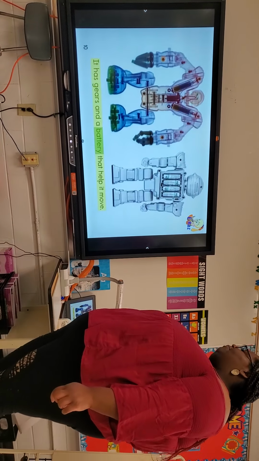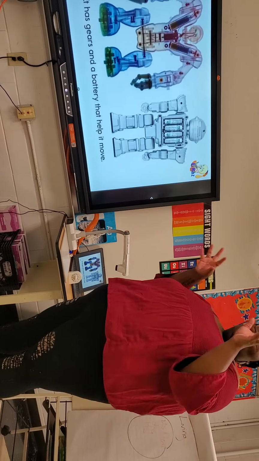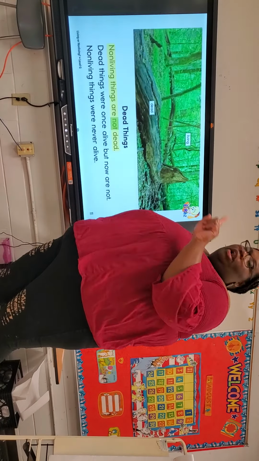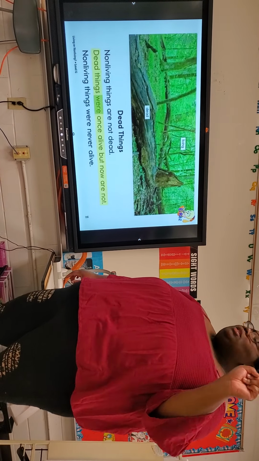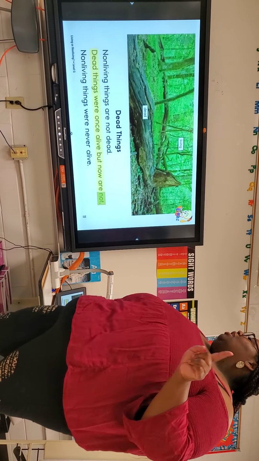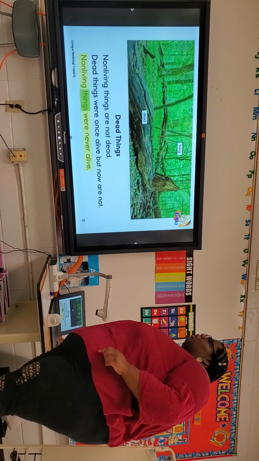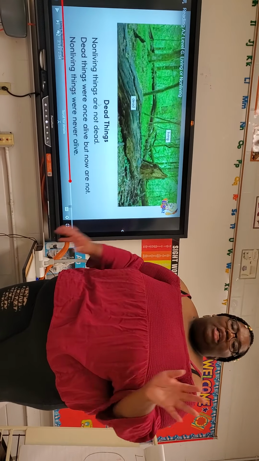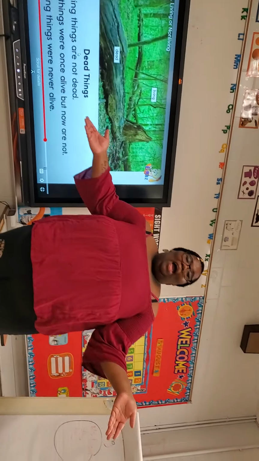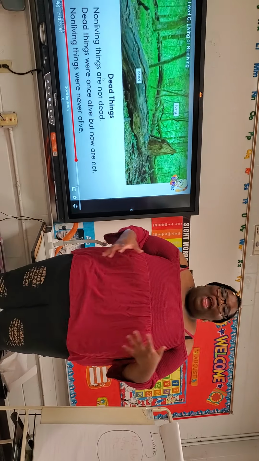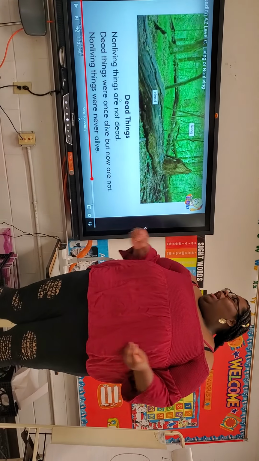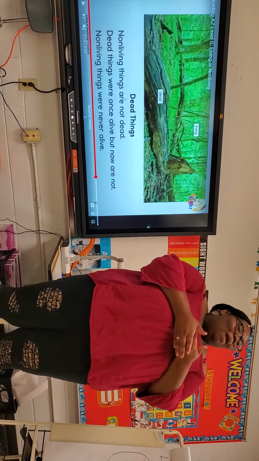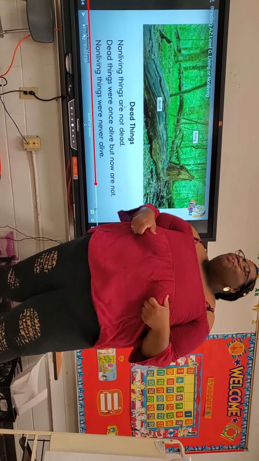It has gears and a battery that helps it move. That's the only way it moves, because it has batteries, not because it's alive, okay? Dead things. Non-living things are not dead. Dead things were once alive, but now are not. Non-living things were never alive. So we do not need to mistake non-living things for dead things, because dead things were once alive. And once it was alive, it was a what? It was a living thing. So non-living things are never alive. A chair can never be alive. A table can never be alive. Okay?